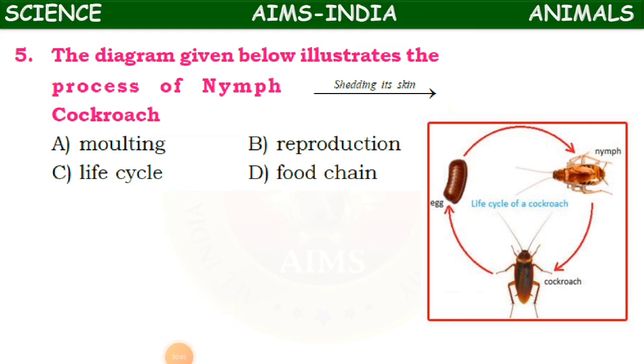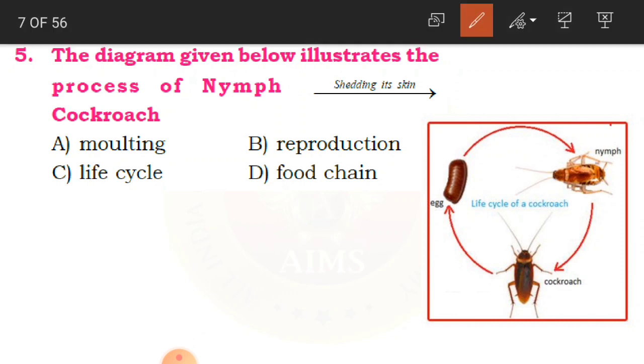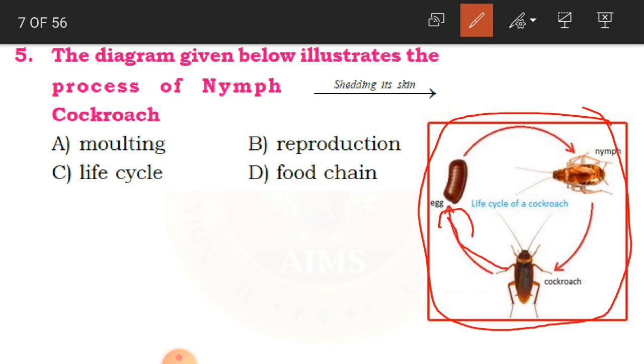The diagram illustrates the process of a nymph shedding its skin. This is of a cockroach. Here if you observe children, in the picture you can see the life cycle of the cockroach, which has 3 stages. Here you can see the adult cockroach and its eggs. After laying eggs, the young one hatches. The young one is called a nymph. To become an adult, this nymph has to shed its skin several times.